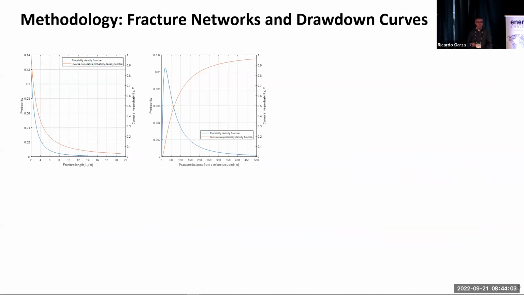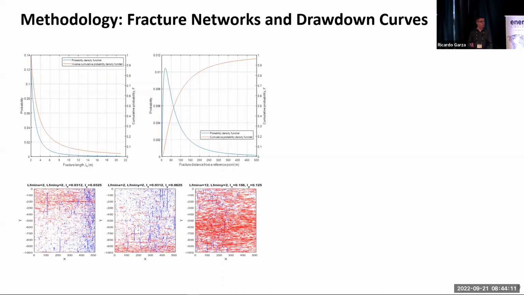So to create the fracture networks, we used probability density functions for the fracture length and the fracture intensity to then stochastically generate these 2,500 individual fracture networks. And you see just 3 different fracture networks below. And for each of the fracture networks, we created multiple realizations as well. So in total, we had 2,560 different geologically constrained fracture networks.